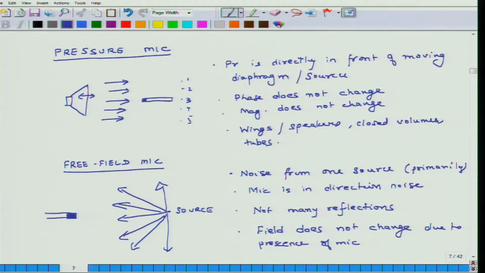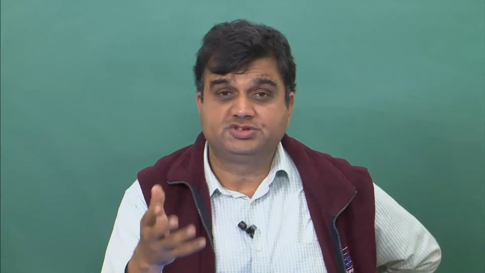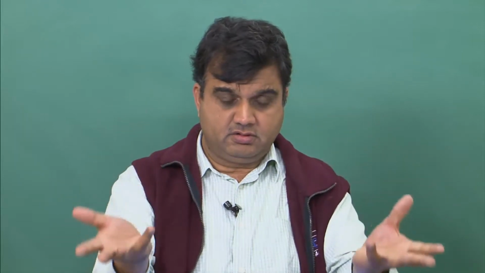Okay. So what does this mean? We understand noise has to be from one source, the microphone is there and it is in the direction of the noise, not many reflections. The last point is that the field should not change due to the presence of the mic. One property of sound is that if its wavelength is comparable to the size of an object, then the sound pattern changes. The pressure field, the variation of pressure with respect to x, y, z, changes. This is true for all waves, not only sound waves.